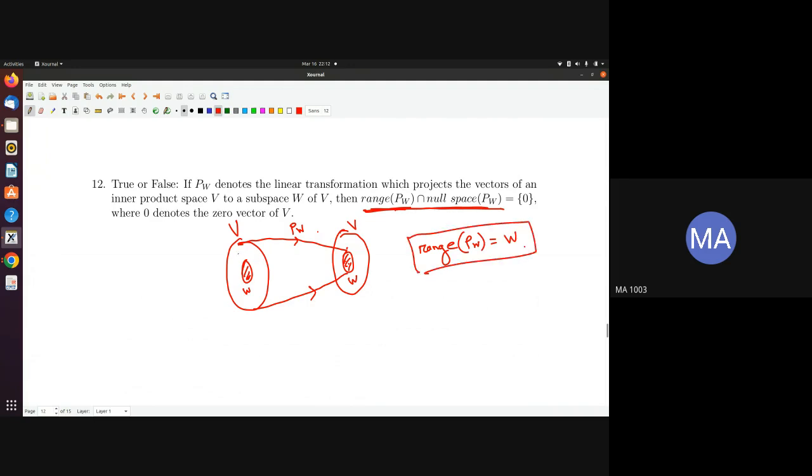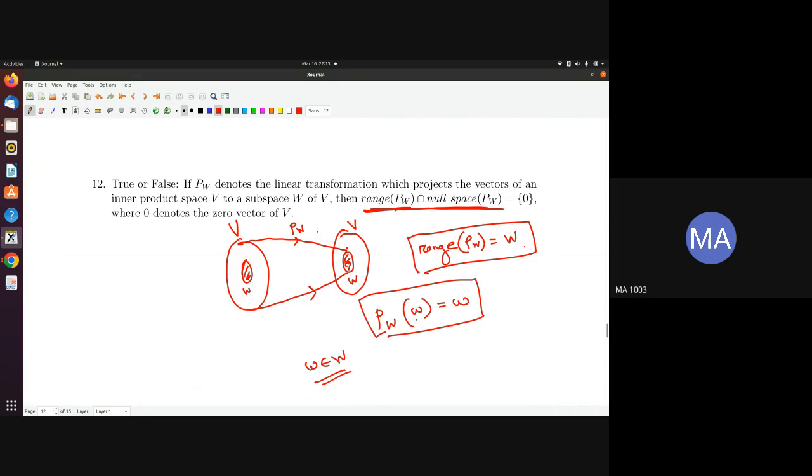And null space means all those vectors which are going to 0. Now, can any vector which is in W go to 0 other than 0? Unless it's 0 itself, it can't. No other vector inside W, if it is not 0, can go to 0, because for all the elements of W, the projection of W is W itself.